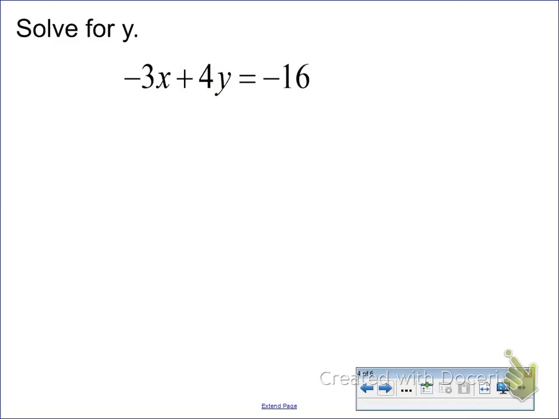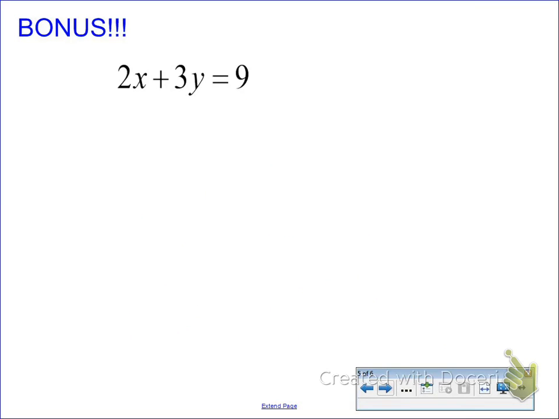So, for today, here is your bonus question. Solve for y. Enjoy!